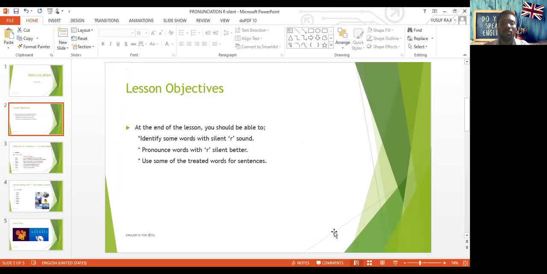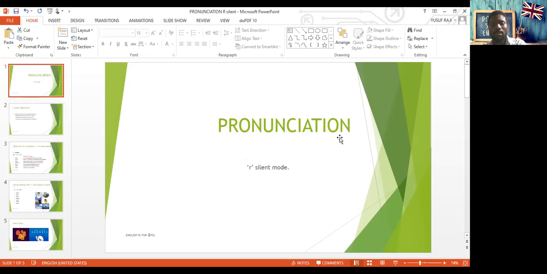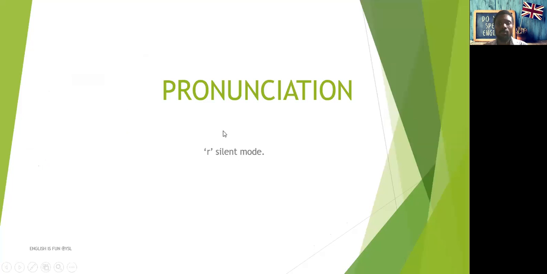We are basically going to be looking at forming a way to identify when to sound the letter R in a word and when not to sound it. In this lesson, we are going to concentrate on when not to sound the R, whether the R is at the beginning of the word, in the middle of the word, or at the end of the word.